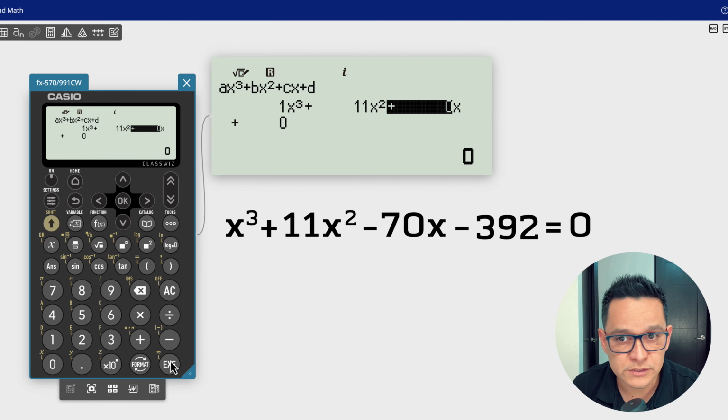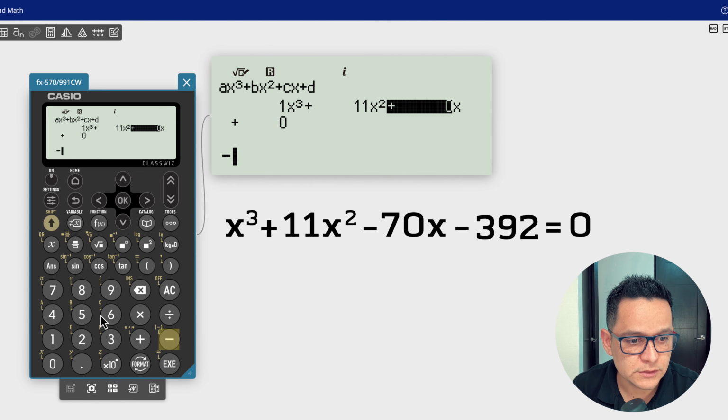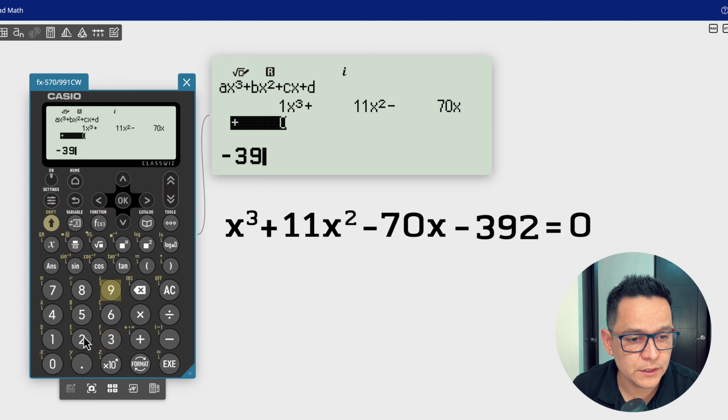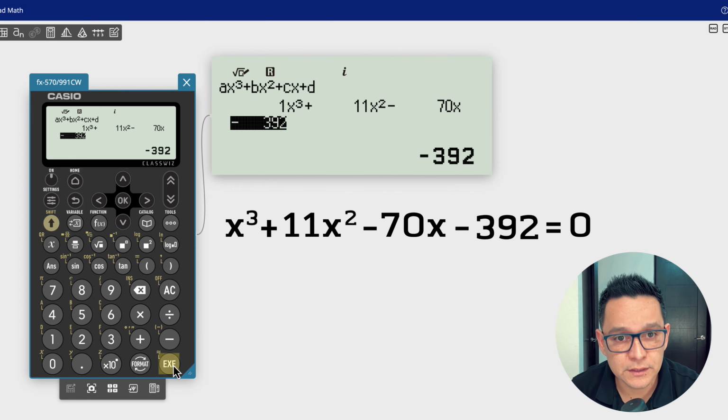Then it's minus 70x. So we press Shift, then the minus sign, enter 70, and hit execute. Finally, we have minus 392, so that's Shift minus 392. There you go. We have the equation. We just need to click the execute button and then click execute again.